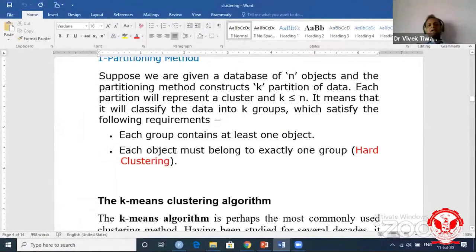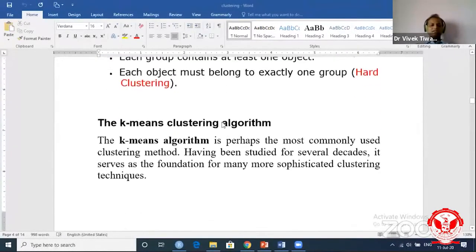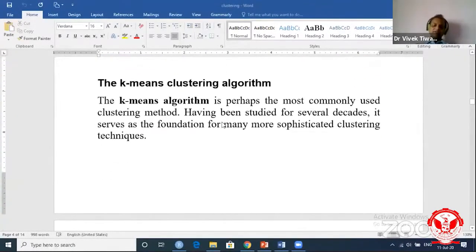That is what I was discussing about the partitioning method. Under the partitioning method, I will go for a further discussion about k-means clustering. So up to this time I have discussed the fundamentals of the clustering process, their objective functions, and then further we have discussed the partitioning method.